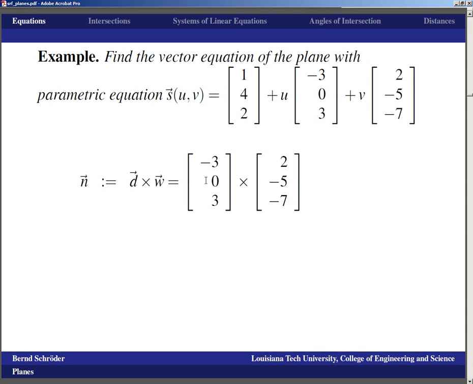For the second component, we blot out the second row and do a cross multiplication. We get 21 minus 6 is 15, and remember in the second component we have an extra negative sign, so we get minus 15, so we have 15 minus 15, and then for the third component, well, we blot out the third row, we do the cross multiplication, we get 15 minus 0, which is 15.